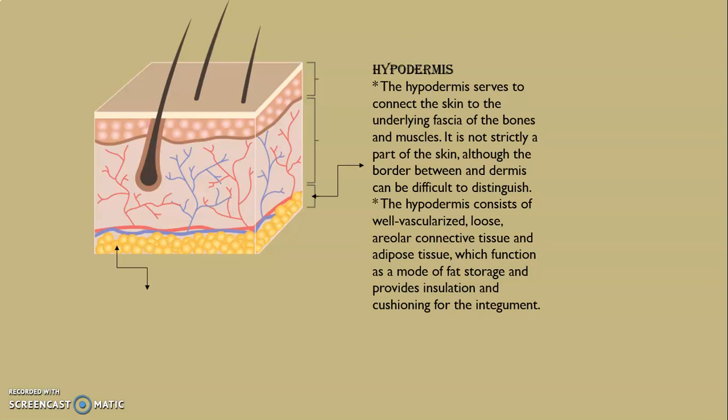The hypodermis is the layer of loose connective tissue below the dermis. It serves as the flexible connection between the skin and the underlying muscle and bones, as well as a fat storage area. The color of our skin is created by special cells called melanocytes, which produce the pigment melanin. These melanocytes are located in the epidermis.